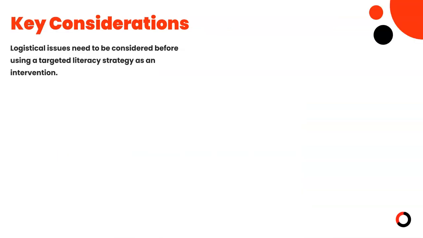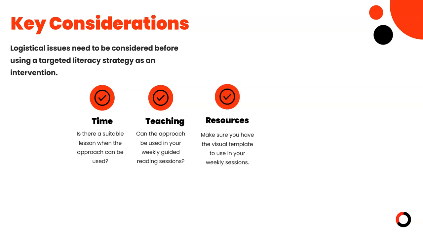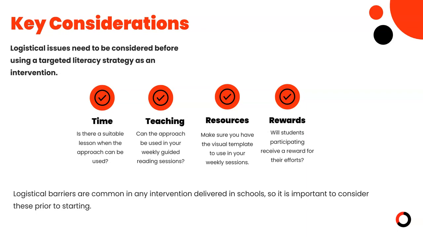So key considerations. Logistical issues need to be considered before using a targeted literacy strategy as an intervention, such as: is there a suitable time in the lesson when the approach can be used? Teaching, can the approach be used in your weekly guided reading sessions already? Resources, make sure you have the visual template either printed or on PowerPoint. And will you potentially link this to rewards? So logistical barriers are common in any intervention delivered in schools, so it's just important to consider these prior to starting.